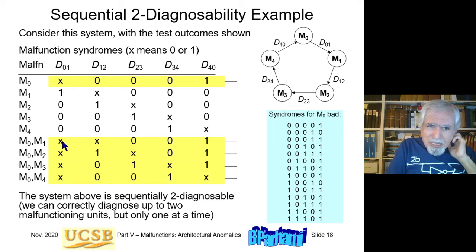Because this first X can match that X. They can both be 0 or 1. This X can match that 0. This can be 0, 0, 0, 0, 0, 1, 1. However, in both of these malfunction patterns, M0 is malfunctioning. Therefore, even though these two are indistinguishable, they both tell me that M0 is malfunctioning. So I can go ahead and remove M0, replace it with a good module, and run the diagnostics again to find the second malfunctioning unit if there is one.